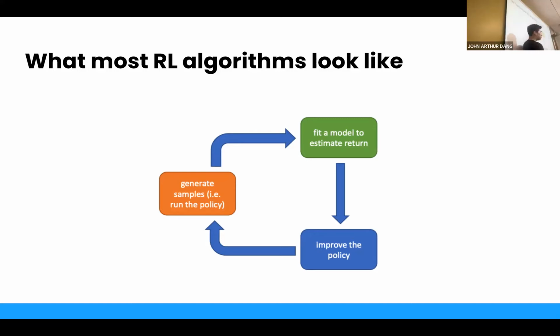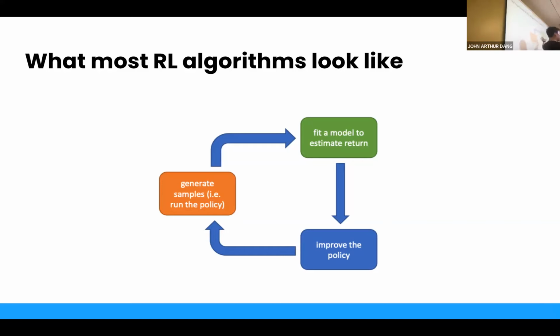First, you generate samples, you run your policy. So usually, if you're starting from scratch, you're starting with a randomly initialized neural network, it's going to do something random. And then you're going to have all this data for the states and actions that you saw and the rewards you got, and you're going to fit some kind of model that is dependent on the reward that you got. And then you're going to use that to improve your policy somehow. And you're going to repeat that over and over again.